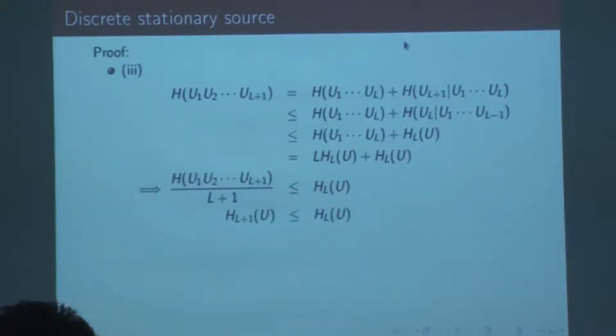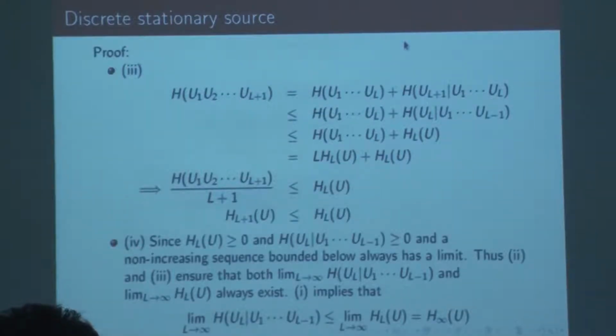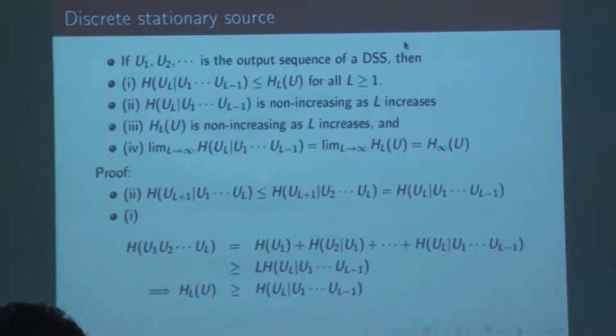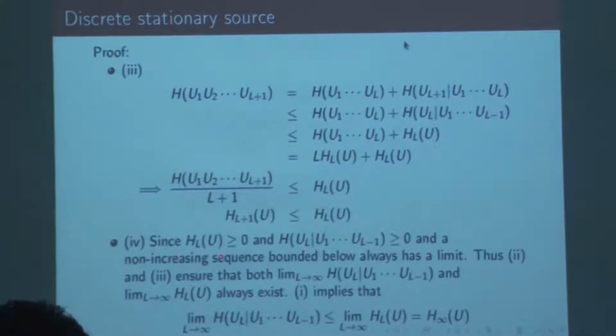This is slightly tricky, let's look at it. So first thing that we are saying is as L tends to infinity, these limits exist. Why do they exist? Because they are non-increasing functions, so they are bounded. Since H of LU and H of UL given U1, U2, U3 are greater than or equal to 0, and it is a non-increasing sequence, they are always bounded. So they all have a limit. Now let us see what that limit is.